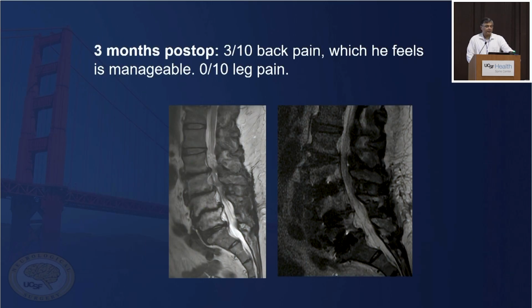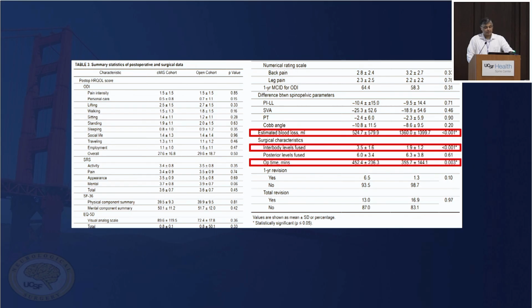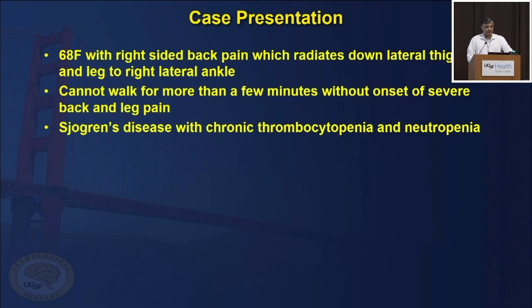So what happens with these people over time? We did start following a lot of these patients and comparing open and MIS through the ISSG, and we started propensity matching. What we found was basically, intraoperatively, you do fuse more interbodies. You do lose less blood. The operative time is not too dissimilar, but if you're using staged surgery, obviously it's a little more than if you did it all in one day.